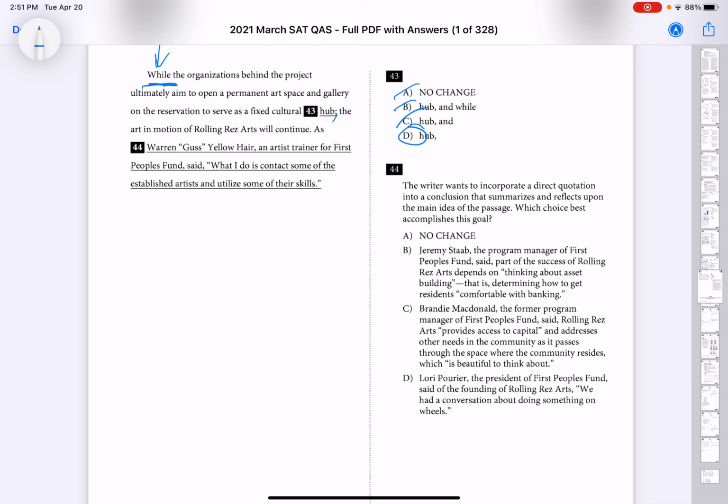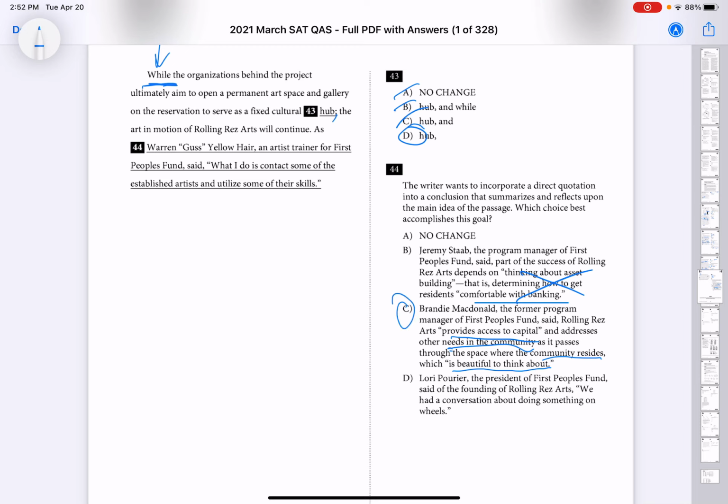Jeremy Stab, the program manager of First People Fund, said part of the signal is thinking about asset building. That is determining how to get residents comfortable with banking. I don't think it's about banking. Brandy Mann, the former program manager, said Rolling Res provides access to capital and addresses other needs in community. It passes through the space where the community resides, which is beautiful to think about. So this is more of the happy idea of helping artists in the community. I think it could be C.